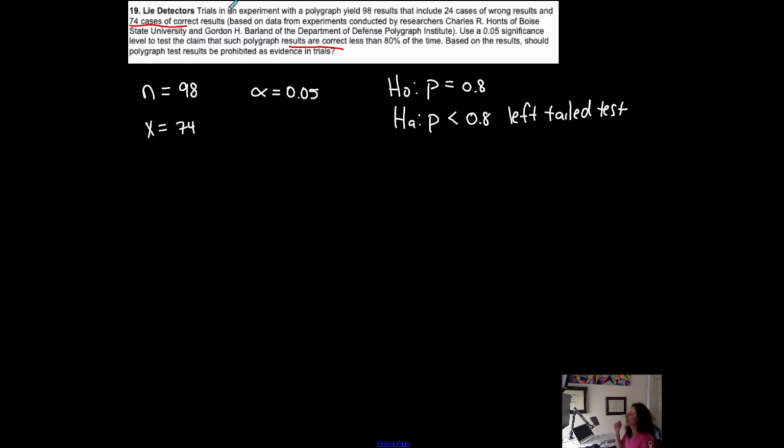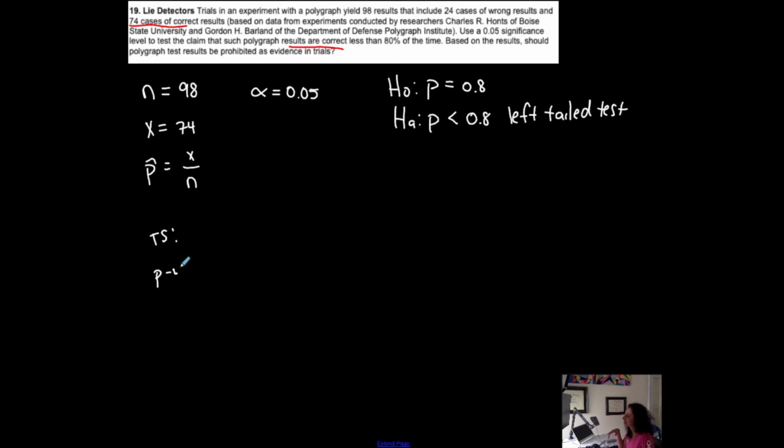So again, let's read it. Trials in an experiment with a polygraph yield 98 total results that include 24 cases of wrong results and 74 cases of correct results. I do not know which one of those is going to be my success until I know what kind of test, what kind of claim I'm making about the population. Use a 0.05 significance level to test the claim that such polygraph results are correct less than 80% of the time. So I'm talking about correct now for the population proportion. So I'm going to talk about correct results for the sample proportion. I'm not going to find this, but p hat is x over n because my calculator will give that to me. And let's go and find all these values.